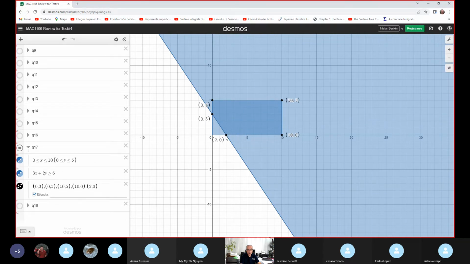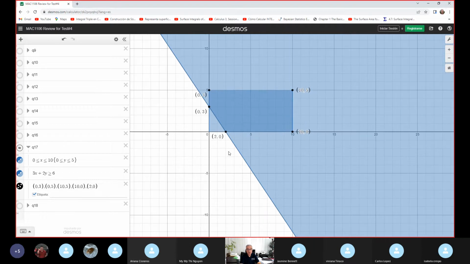Actually, so we have a pentagon, no? 1, 2, 3, 4, and 5 sides, and 5 vertices. And the most important thing is to determine the vertices, no? This vertex is 0,5, this vertex is 0,3.